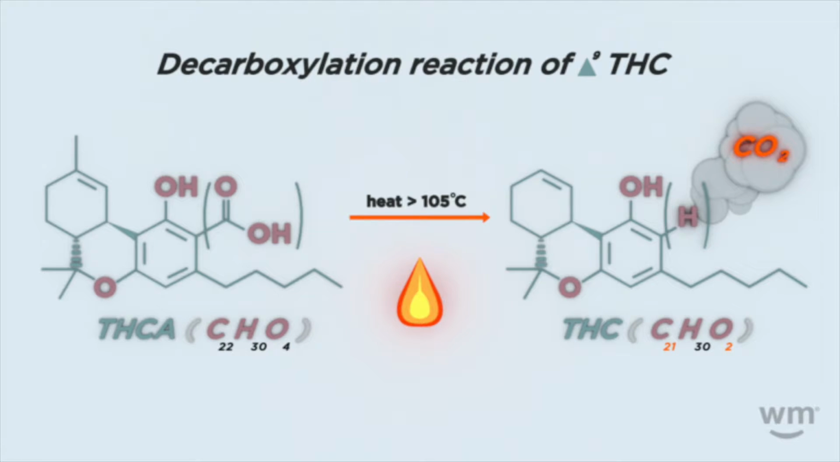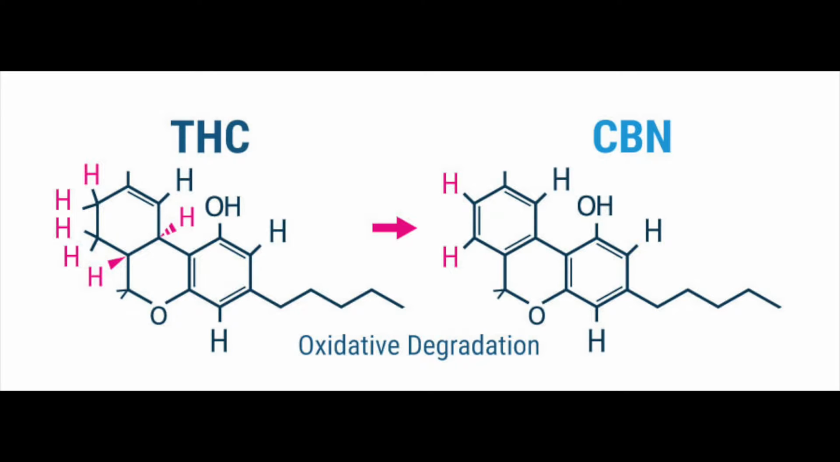To get the psychoactive form of THCA, you must heat it up to remove the carboxylic acid, which forms THC. If a plant ages over time, the THCA will degrade into THC, which will then degrade into cannabinol, which is a less strong psychoactive metabolite.